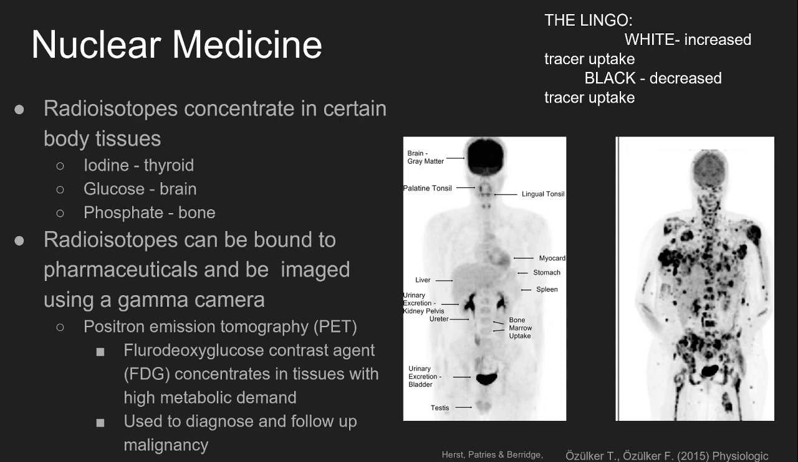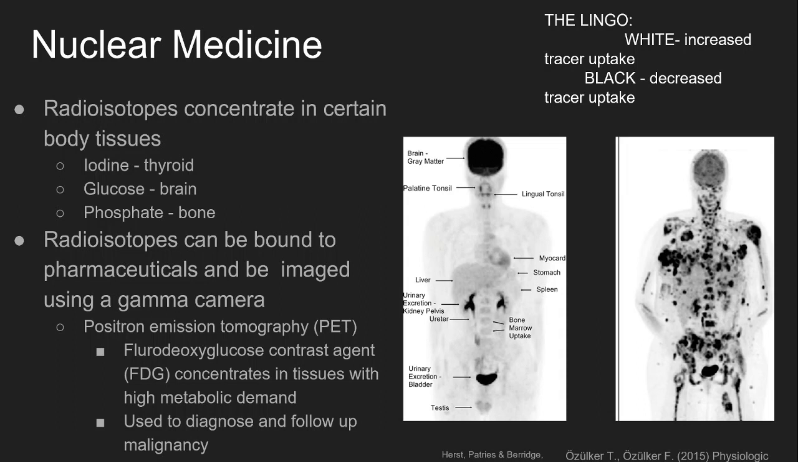Finally, we will discuss nuclear medicine. Nuclear medicine is founded on the understanding that certain radioisotopes concentrate in specific body tissues. For example, iodine concentrates in the thyroid, glucose concentrates in the brain, and phosphate concentrates in the bones. Knowing this, radioisotopes can be attached to pharmaceuticals, and their uptake can be measured with a gamma camera.